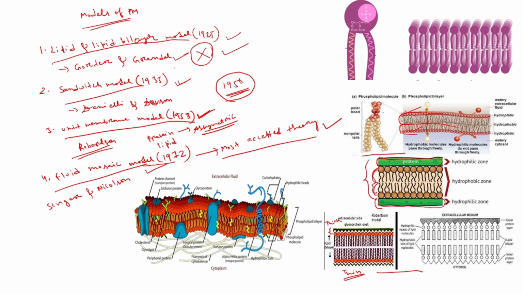So that's why if in the exam it is asked which is the most accepted theory, or which is the latest theory about the plasma membrane model, the answer will be the fluid mosaic model, and it was discovered by Singer and Nicolson, and this is the structure of the fluid mosaic model. That means nowadays whatever we know about the plasma membrane is according to the fluid mosaic model. So now let's come to the extensive study of the fluid mosaic model.